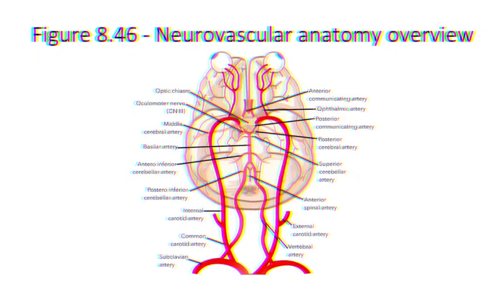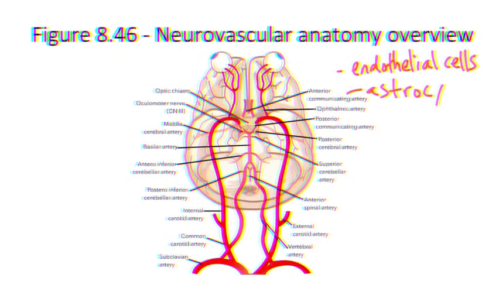Also, before we dive deeper into the anatomy, I'd like to mention that once the vasculature reaches the brain, its composition slightly changes into what's known as the blood-brain barrier. For Step 1, you need to know that the blood-brain barrier is composed of 3 things: the endothelial cells, astrocytes, and pericytes.